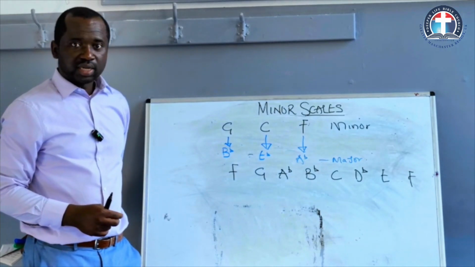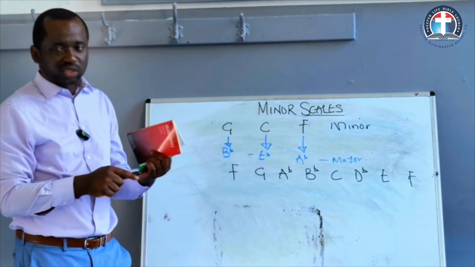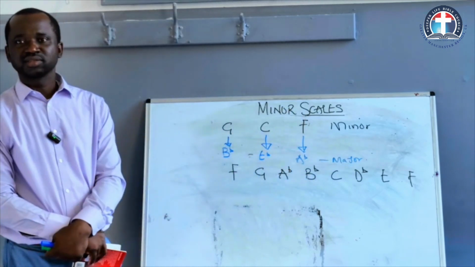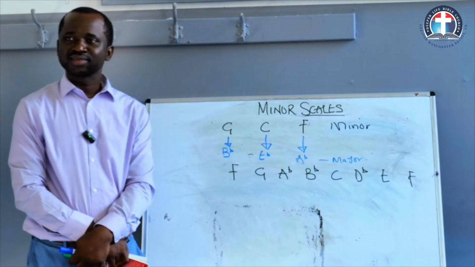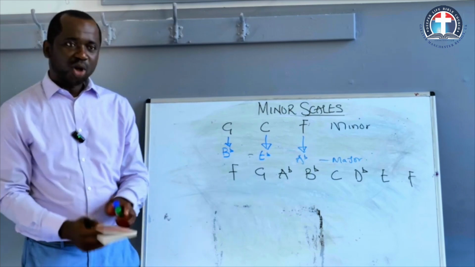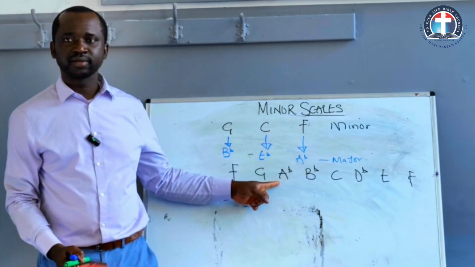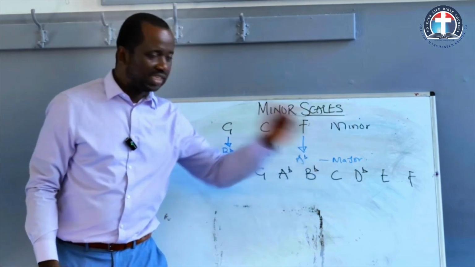You understand? Now, if I give you this in an exam and I ask you what's the key, some people will just count 1, 2, 3. 3 flats is E flat. But you missed it. Because if it is E flat, the flats should be B, E, and A. But now you are seeing D.